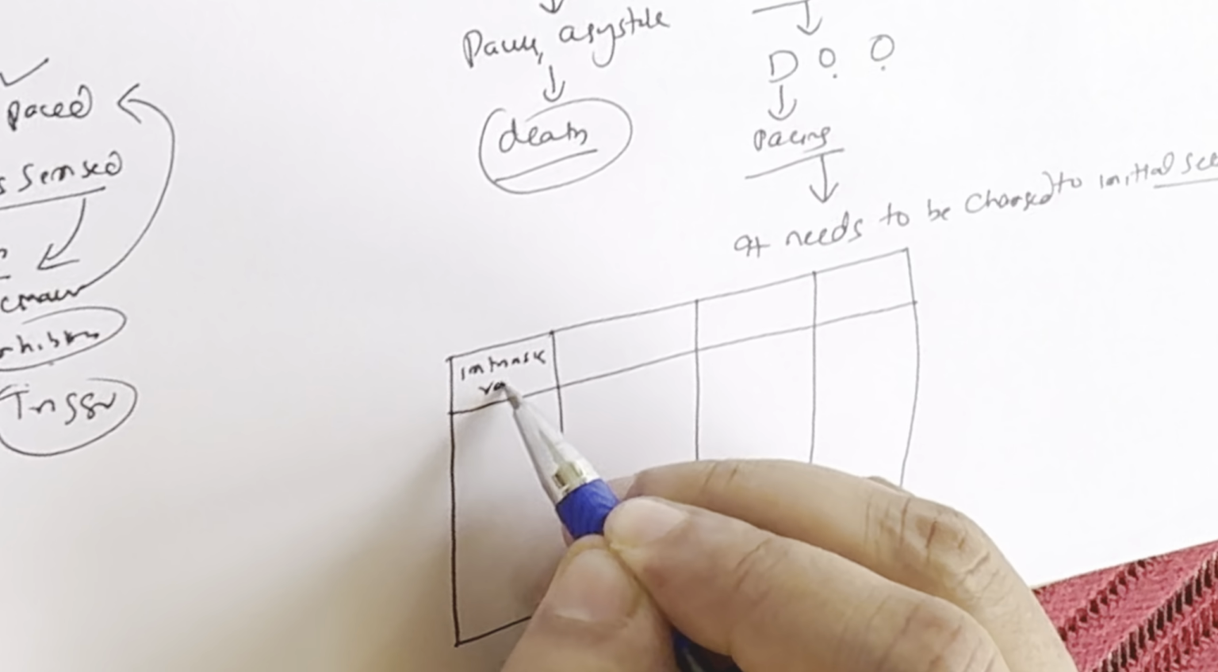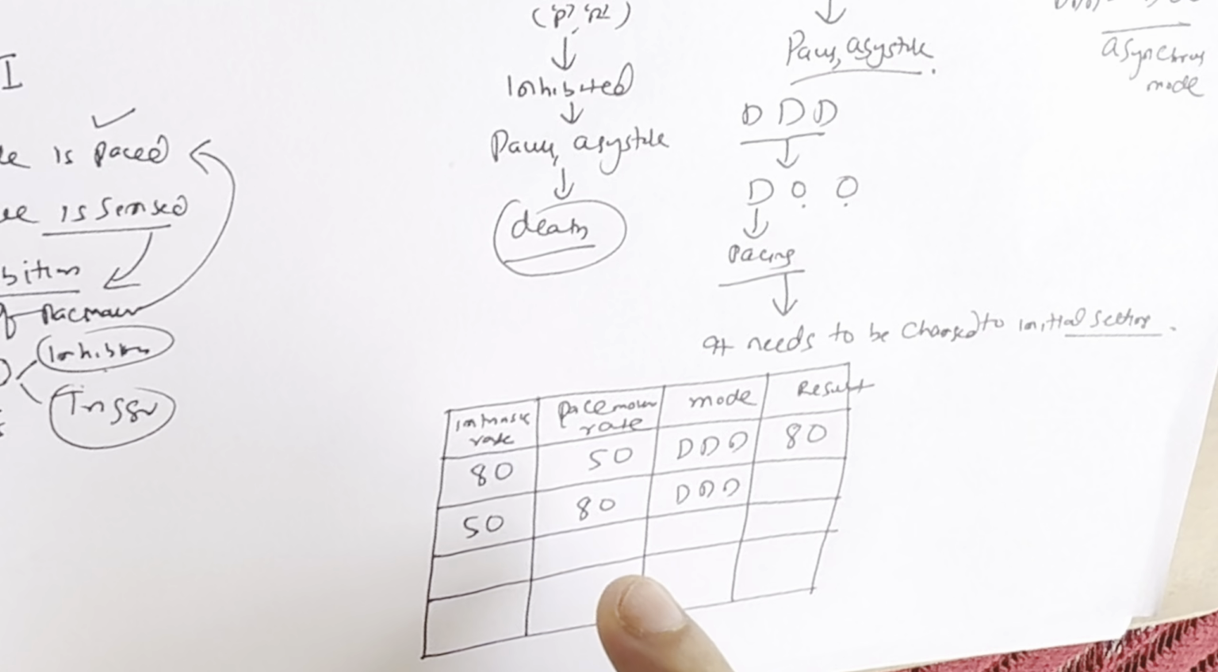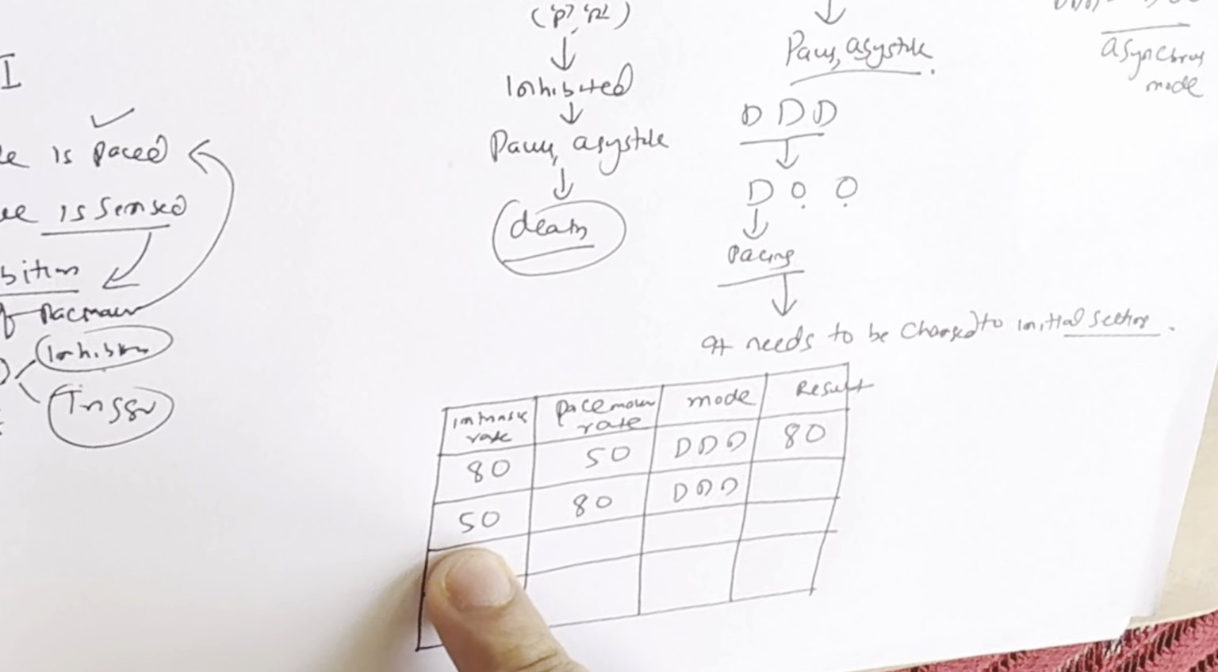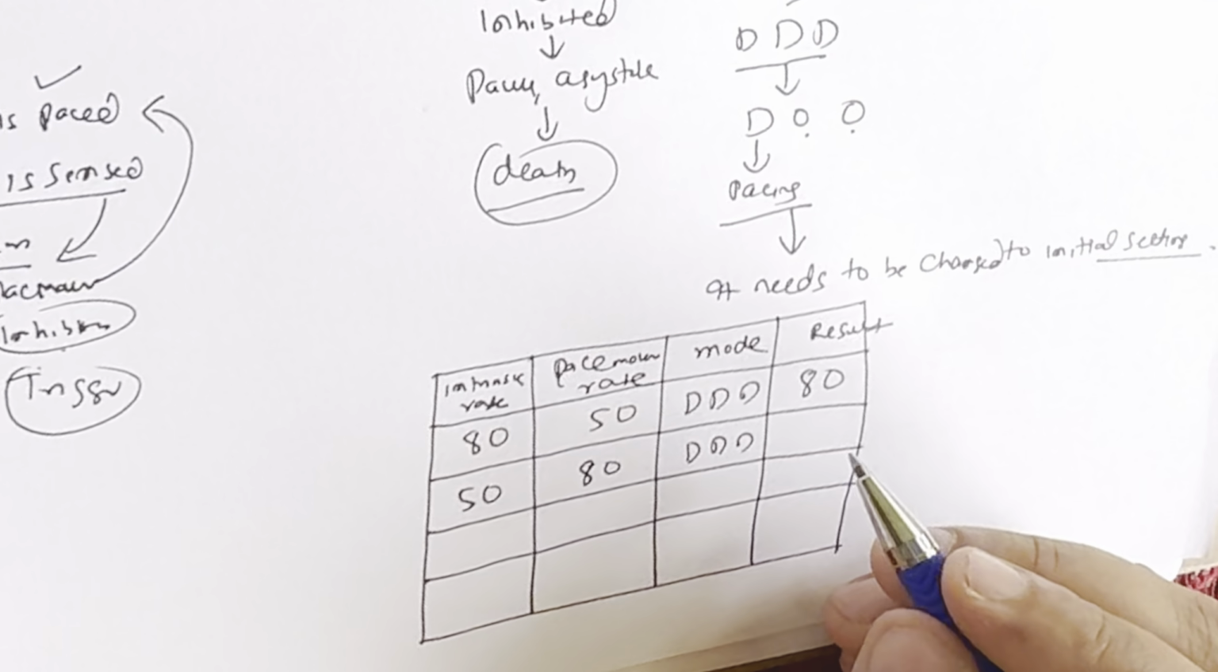We have four situations. In the first situation, the intrinsic rate of the heart is 80. The pacemaker rate is 50. The mode is DDD. Because the pacemaker rate is 50 and the intrinsic rate is 80, the intrinsic rate overrides the pacemaker rate and the resultant heart rate will be 80. Right? There will be no demand pacing. If the intrinsic rate of the heart is 50, the pacemaker rate is 80 and it is on DDD, then the pacemaker rate will override the intrinsic heart rate and the resultant rate will be 80.